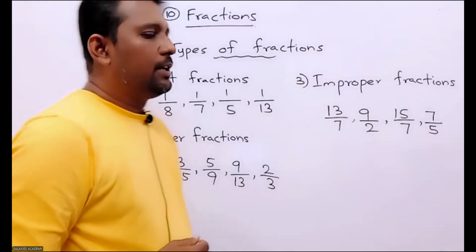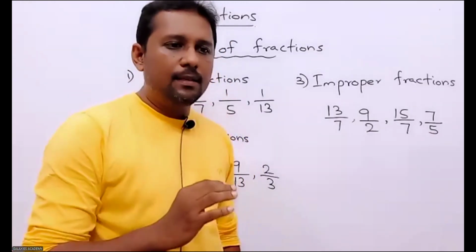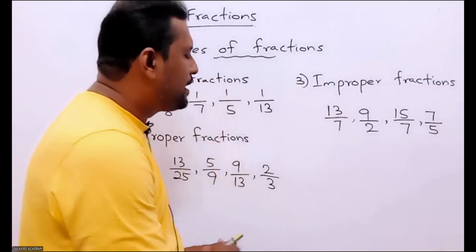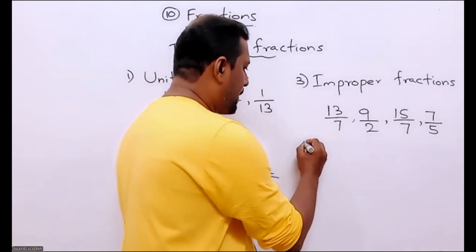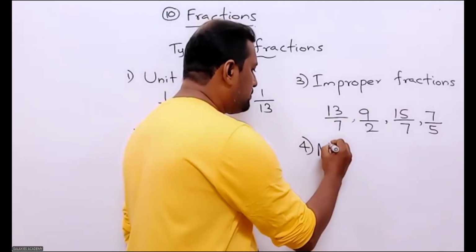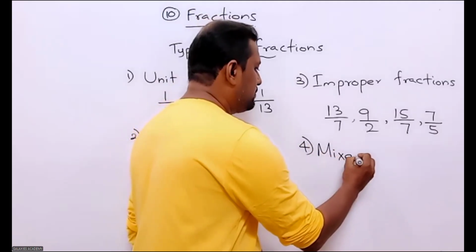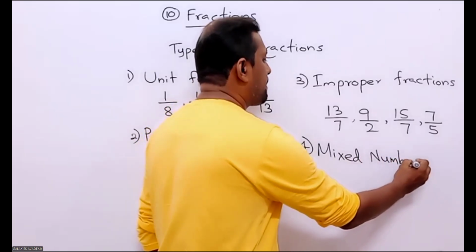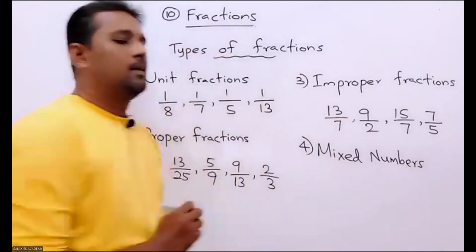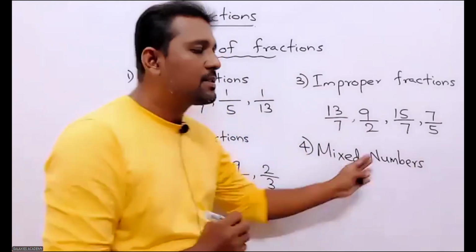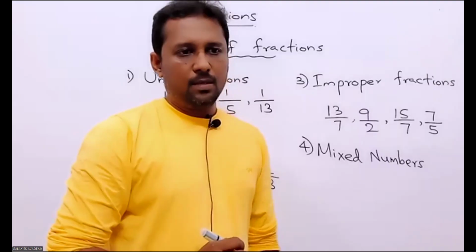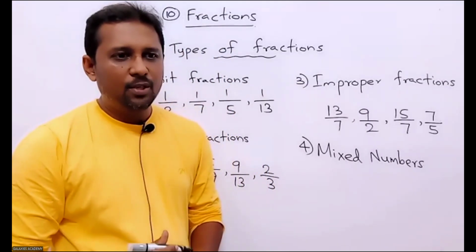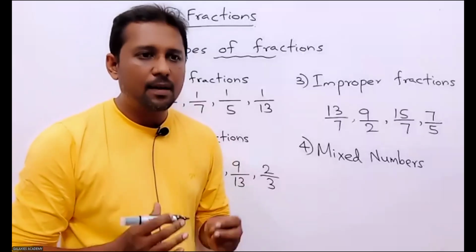Right, then we are going to discuss another type. It is the last type of the fractions. You write down the fourth one. What is the last type? Mixed numbers, right? Actually, they are fractions, but we call them not mixed fractions, mixed numbers.